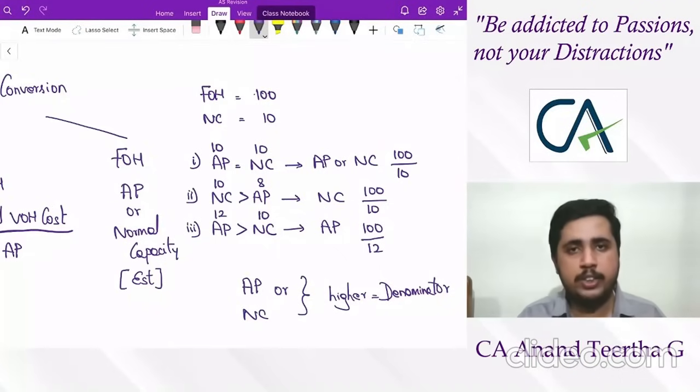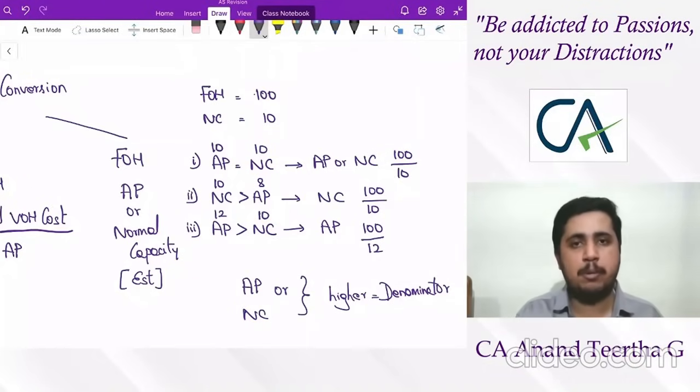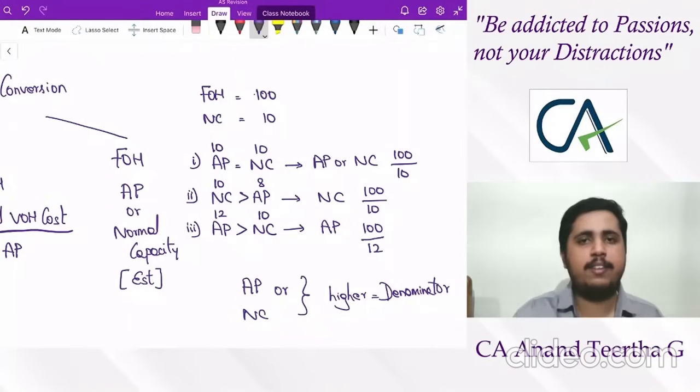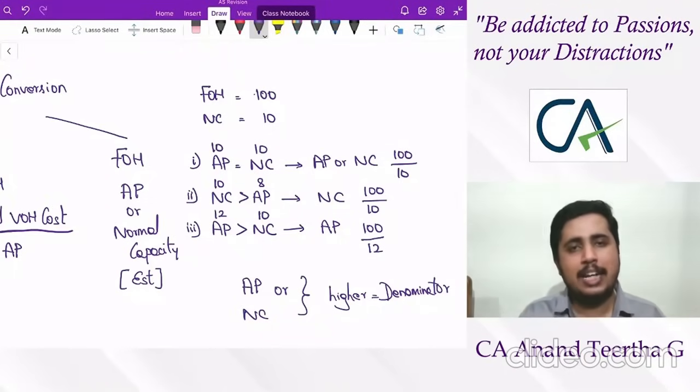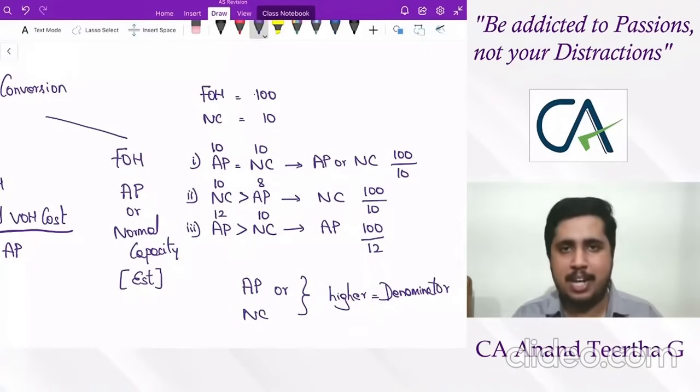Now what is the logic? The cost which will be considered for inventory valuation purposes should be less. Higher the denominator, lesser the value. So for that reason, consider whichever is higher as your denominator. This is how you have to consider your fixed overhead mechanism.